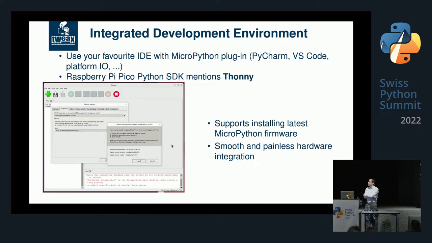In the Raspberry Pi documentation, they officially mention at least the Thonny IDE. It's something I didn't know before, but it actually turned out to be really, really easy to use, and it has absolutely great support for the Pico hardware. So if you just want to play with such a board, it's really easy. You just install this IDE, and then installing the firmware is as simple as clicking on a button in the options, interpreter sub-menu.